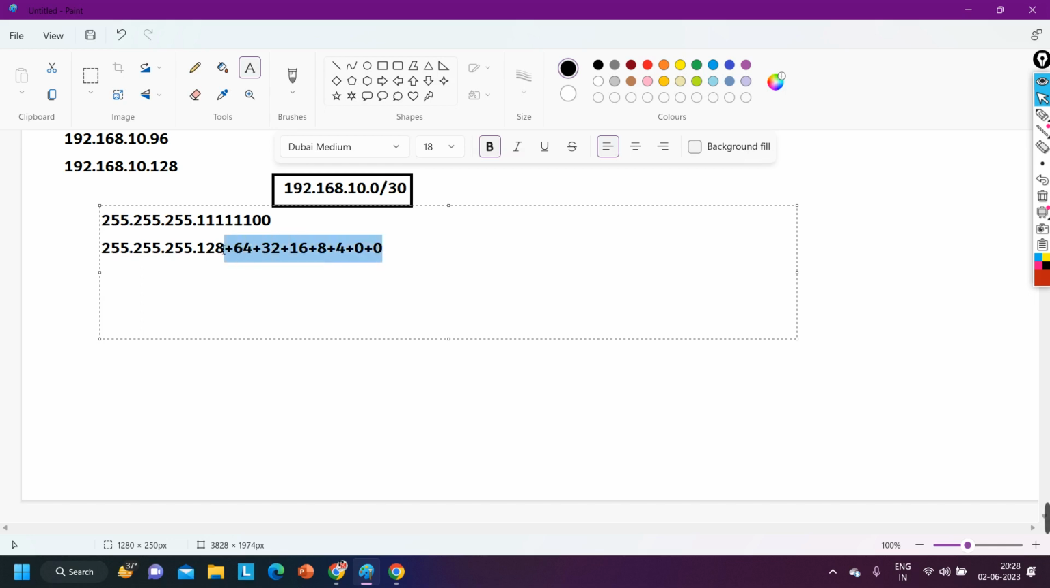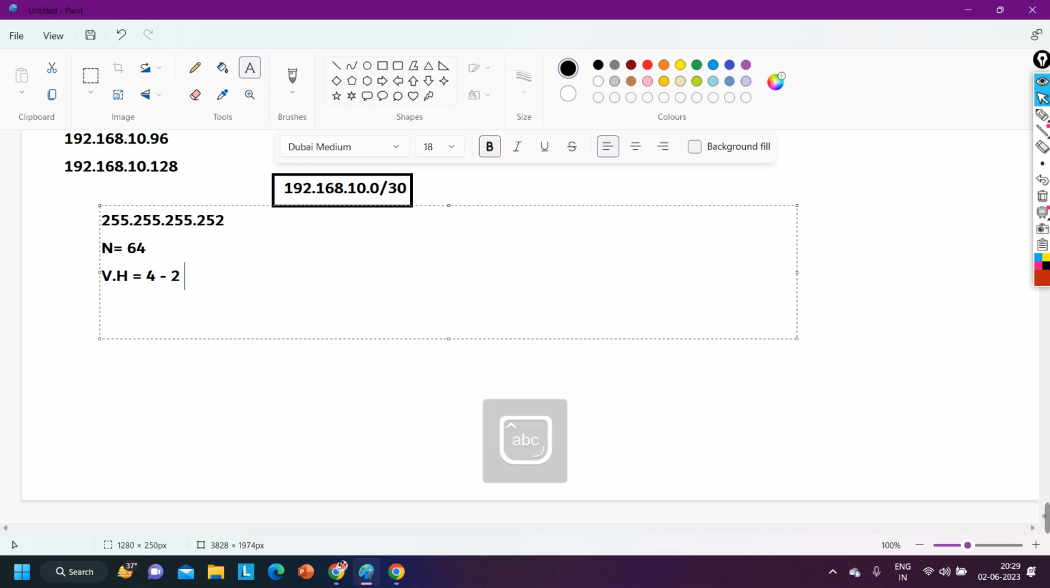Okay, so my subnet mask will be 255.255.255.252. So total number of networks will be what? Total number of networks is 4. How many bits have we borrowed? 6 bits, brother. So 2 to the power 6 is 64 networks. And valid hosts: 4 minus 2, and that will be 2.